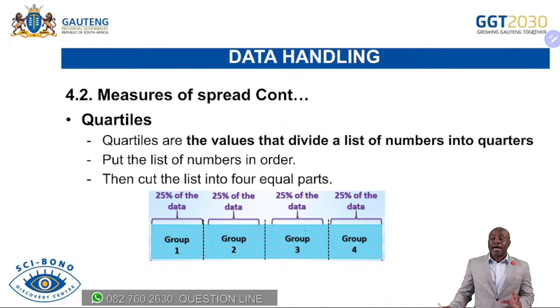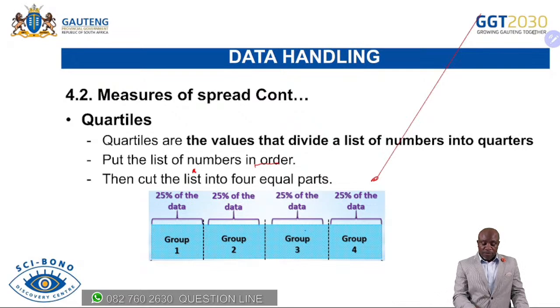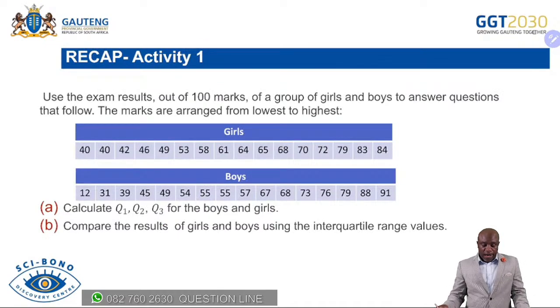The quartiles are values that divide our list of numbers. Remember, our list of numbers is always put in order. Once the list of values is in order, we cut our data into four: the first quartile, second quartile, third quartile, and we go up to the end, where we have the minimum and the maximum. Now, look at these three. We want to calculate Q1, Q2, and Q3.